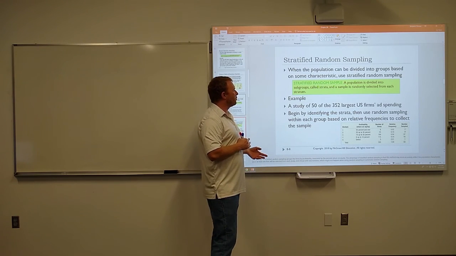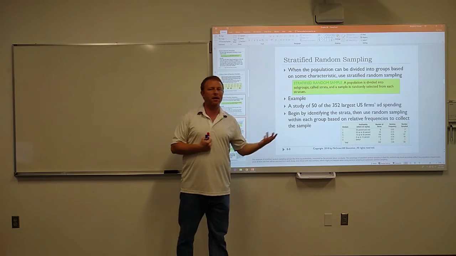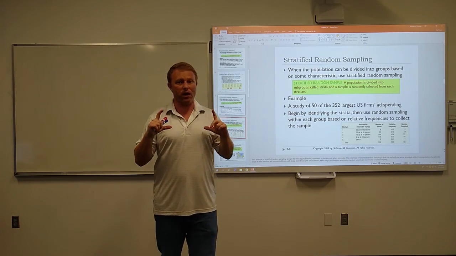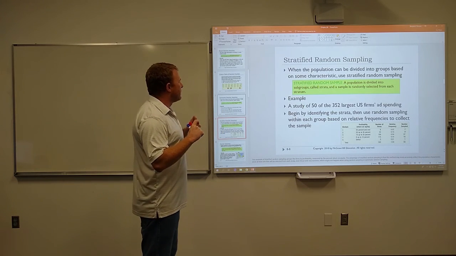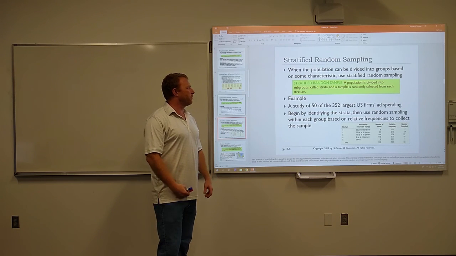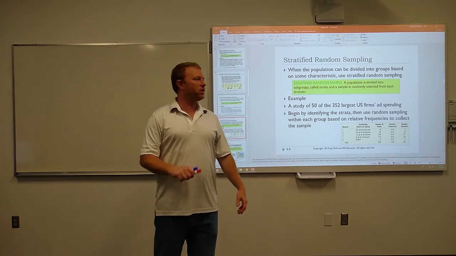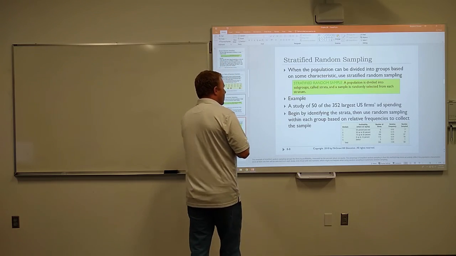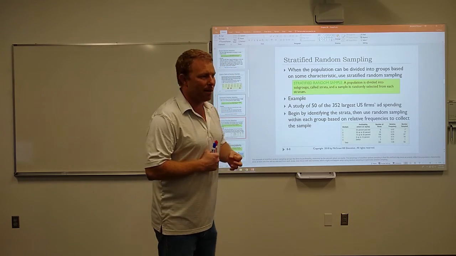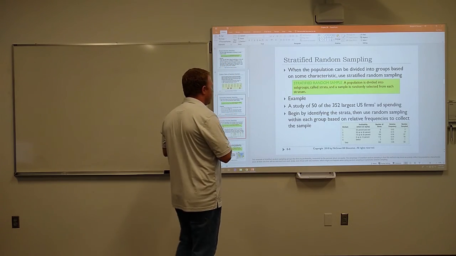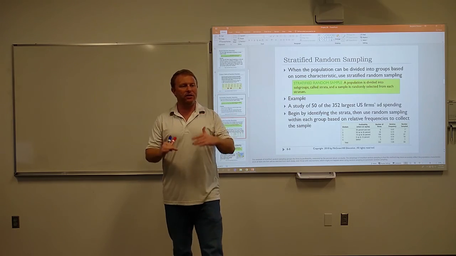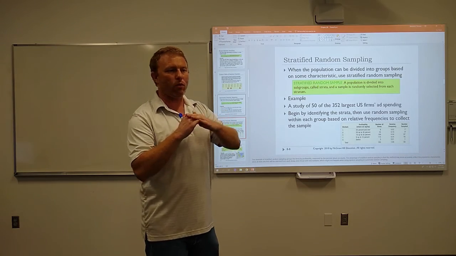When the population can be divided and reduced based on some characteristic, use stratified random sampling. Okay, population divided into subgroups called strata, stratified, strata. A sample is randomly selected from each stratum, singular, plural. Okay, so a study of 50 of the largest 352 U.S. companies and their ad spend, how much they spend on advertisements. Okay, so we begin by identifying the strata, and then we sample within each stratum to get the representative sample that we want.